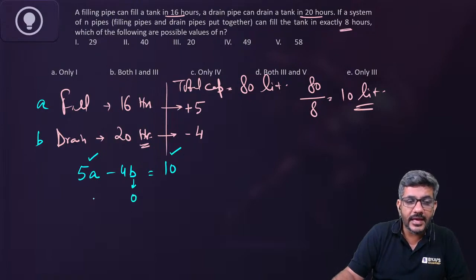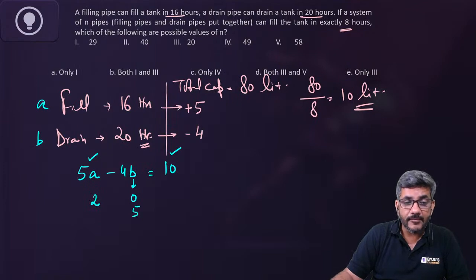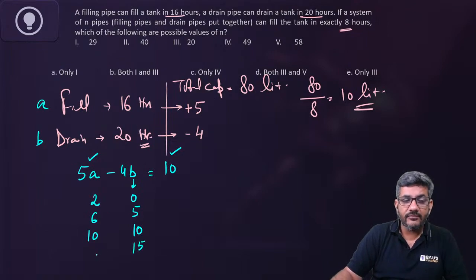When it is 0, A is equal to 2. Next value of B is 5. When it is 5, A is equal to 6. It can be 10 as well. When it is 10, A will be equal to 10. Similarly, when it is 15, A would be equal to 40.